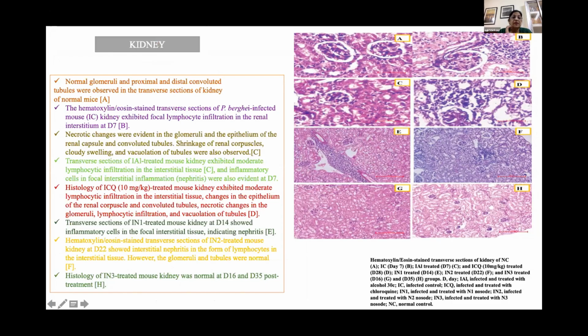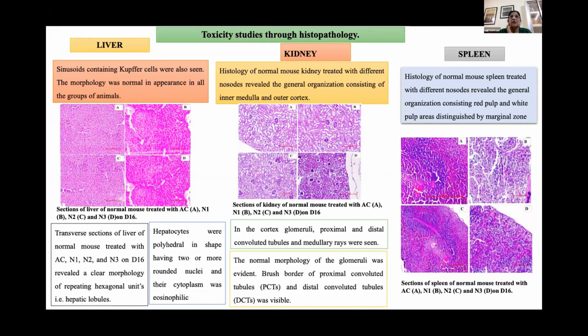Further, as I told you, just to see whether the nosodes are causing any pathogenicity in the animals, we carried out histopathology by treating normal animals, without any infection, with the nosodes. You can see here that in the case of the liver, the sinusoids containing Kupffer cells were all normal in appearance in all the groups of animals, whether they were treated with the alcohol, N1 nosode, N2 nosode, or N3 nosode. The same was true for the kidney, treated with the alcohol, N1, N2, and N3 nosode. All were normal, the normal morphology of the kidney was seen, and the same was true for the spleen, treated with alcohol, N1, N2, and N3 nosode.